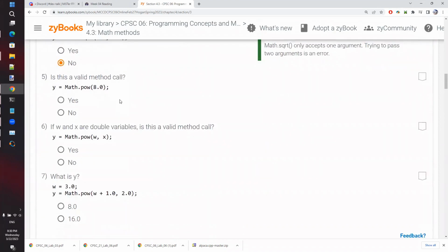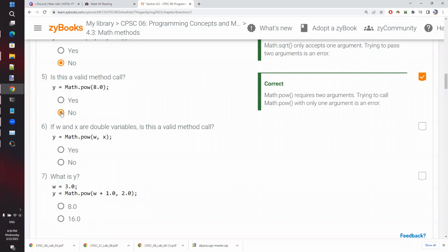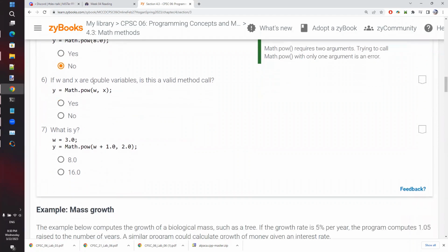Okay. Now what about Math.pow(8)? That also doesn't make sense, right? You can't do a power with only one number. You need two numbers, right? X to the Y, or 2 to the something. So you need a second argument there. So this is not valid. If W and X are doubles, is this valid? Math.pow(W, X). Sure, right? That's how you're supposed to use it. Two arguments.